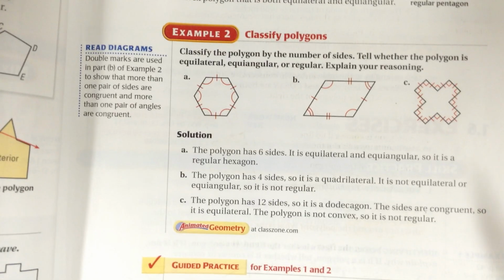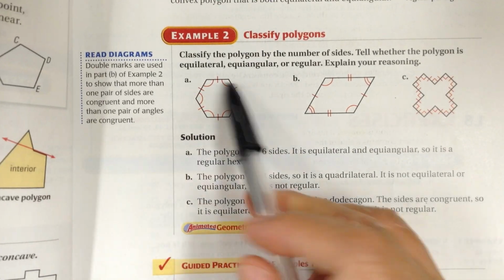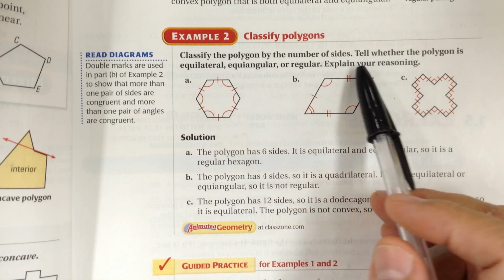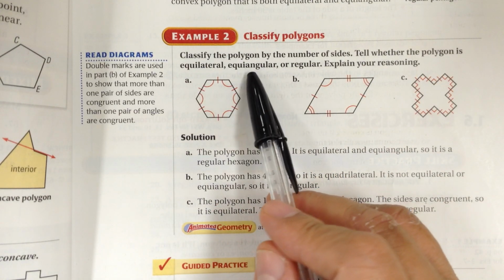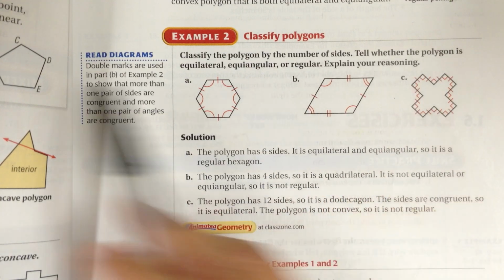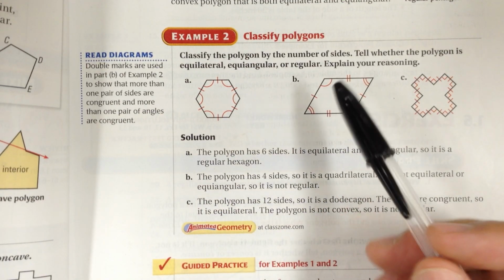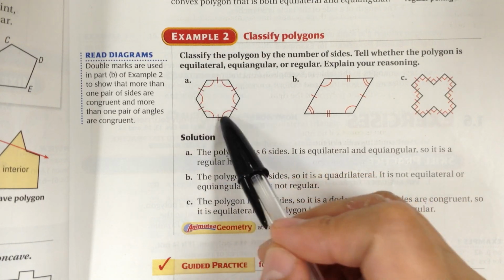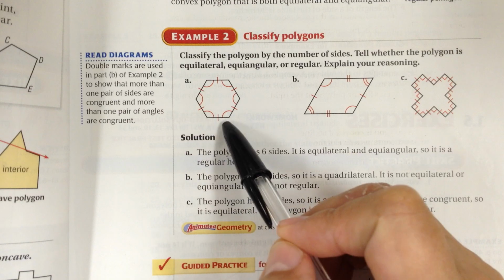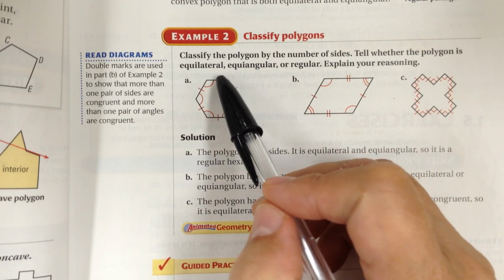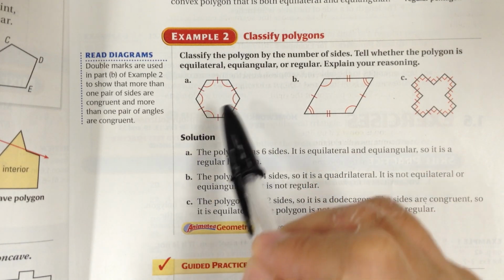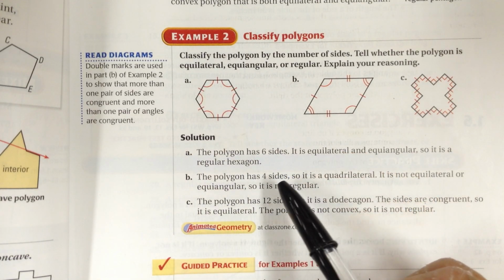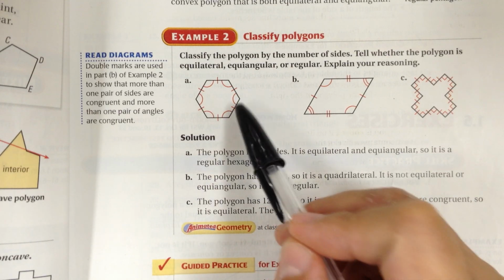Okay, let's get back to example 2. Example 2 says classify the polygon by the number of sides. Tell whether the polygon is equilateral, equiangular, or regular. Explain your reasoning. So A, this polygon has 6 sides, 1, 2, 3, 4, 5, 6, right? And see the marking, it tells you that this is equilateral, all sides are congruent. This is also equiangular because all angles are congruent by the marking. So therefore, this is a regular hexagon.